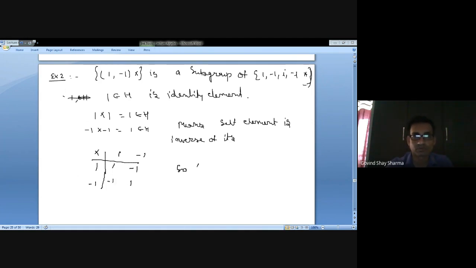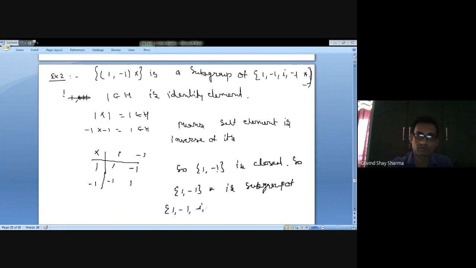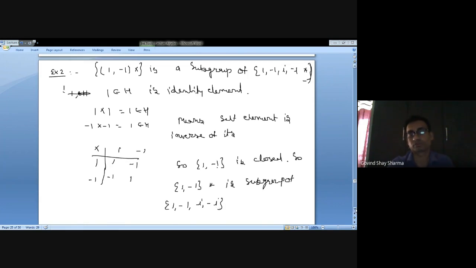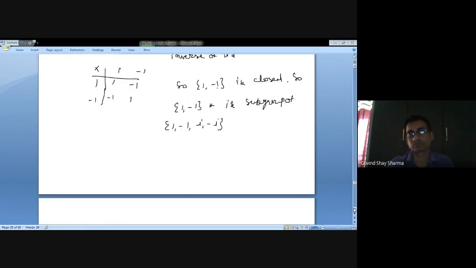So 1 and minus 1 multiplied are closed, so H is a subgroup of the nonzero reals. Similarly, you can show that Z plus is a subgroup of R plus, and Q plus is a subgroup of R plus.